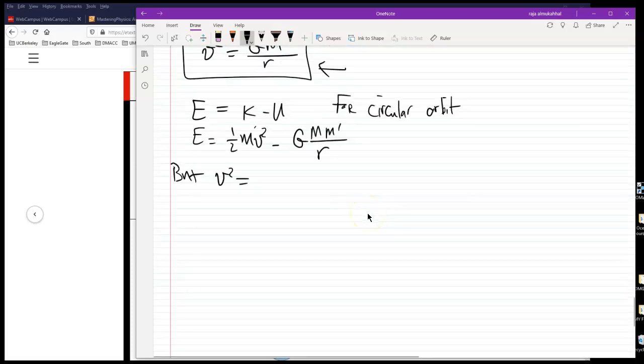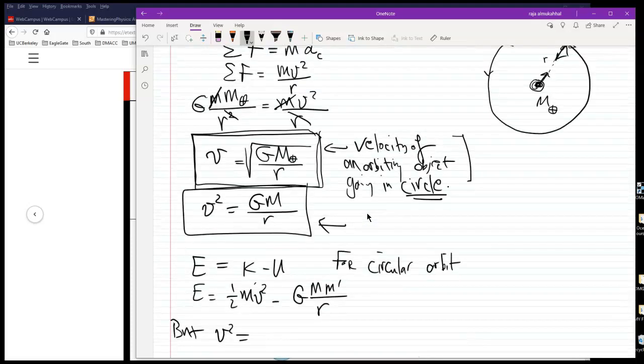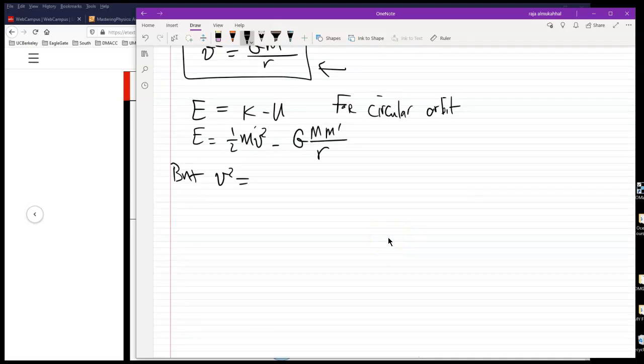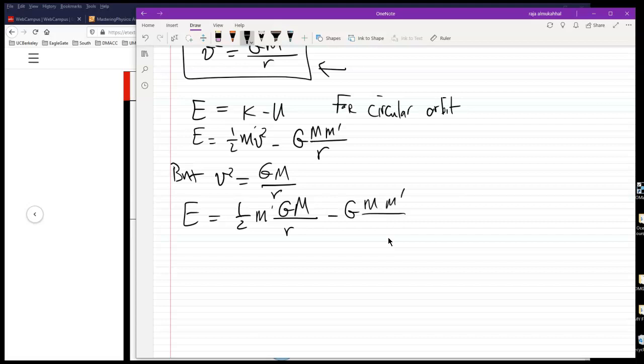There it is. Anyway, there it is right here. So v squared is equal to GM over R. I'm going to plug it in. So that's E is equal to 1/2 m, big G, big M over R, minus GMM' over R. Now look at that. I'm sorry, I'm confusing things here. Hold on. This M and this M are the same, correct? I hope you understand that, right? Okay. Maybe just keep it M here.